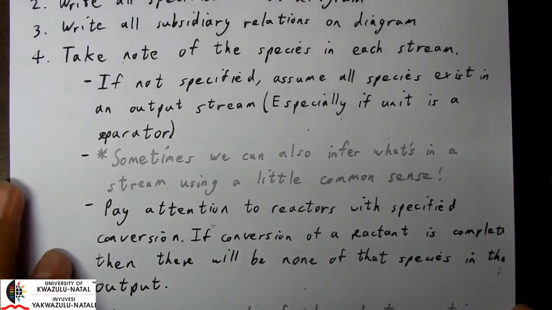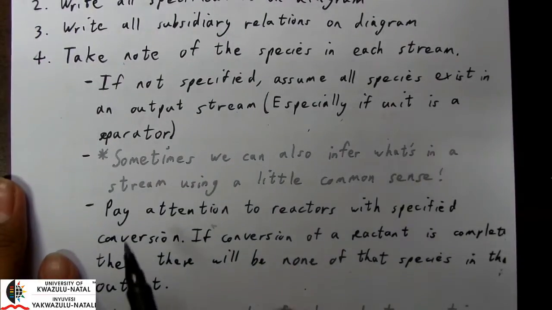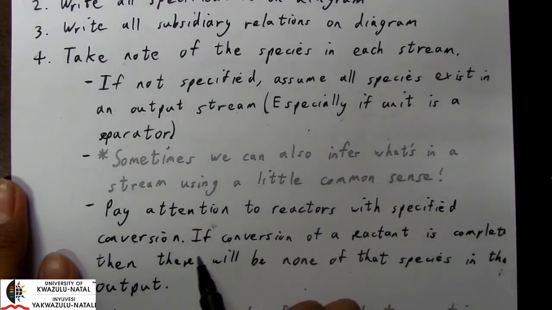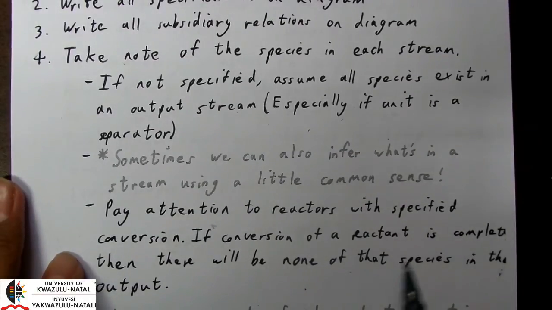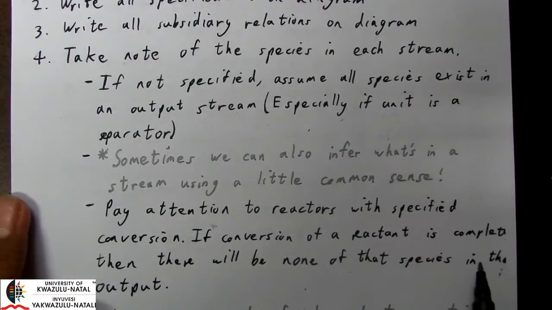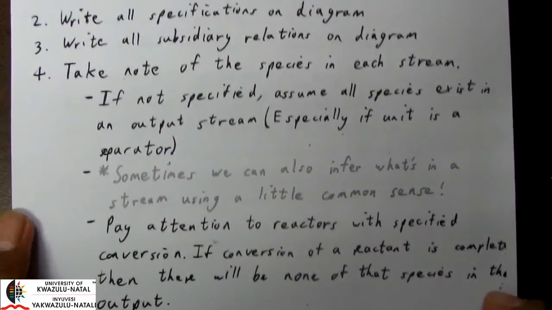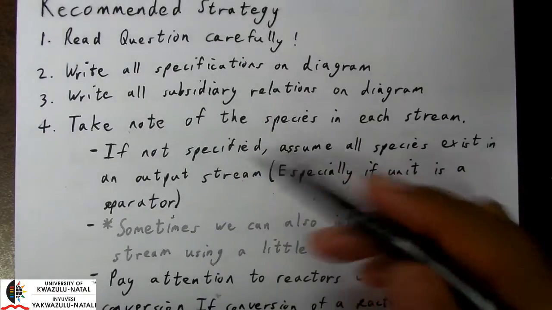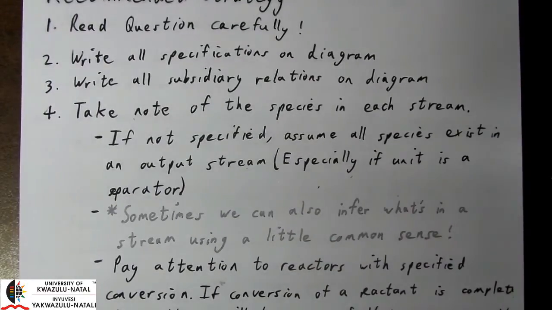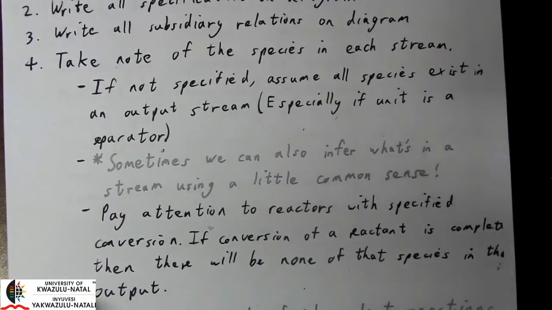Also pay attention to reactors with specified conversion. If the conversion of a reactant is complete, then there will be none of that species in the output. So take note of all of this and write it on the diagram. This will be very helpful for you when you are performing your degree of freedom analysis.